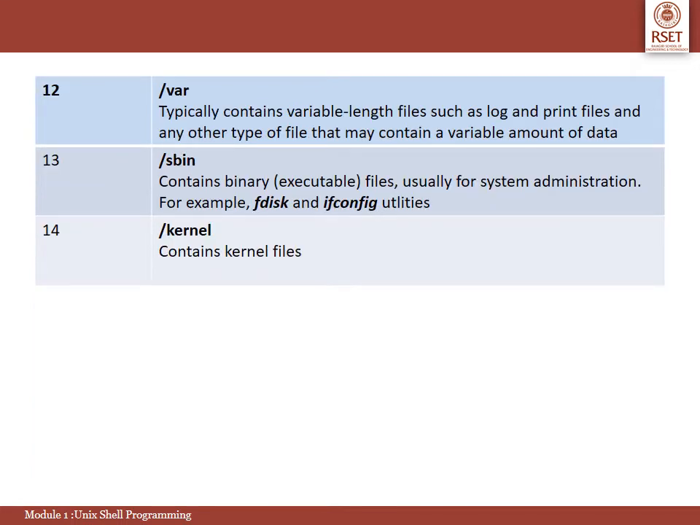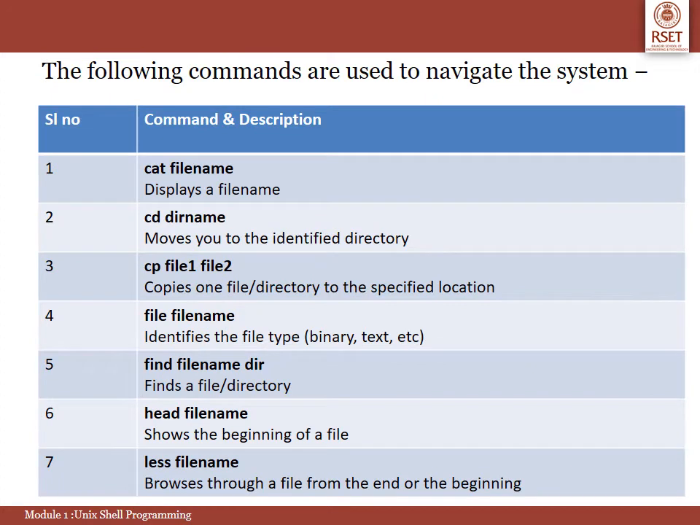And the next is /var. It typically contains variable length files such as log and print files and any other type of file that may contain a variable amount of data. Next is /sbin, which contains binary files usually for system administration, for example fdisk and ifconfig utilities. The 14th one is /kernel. It contains only kernel files. These are the commands which are used by the Unix operating system.